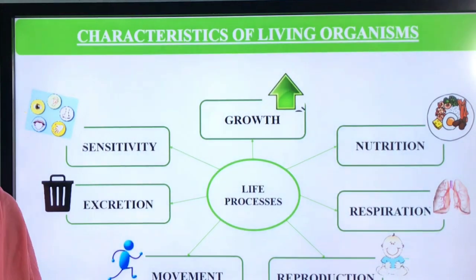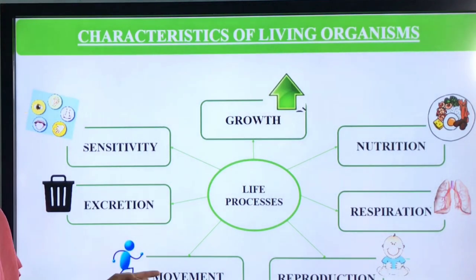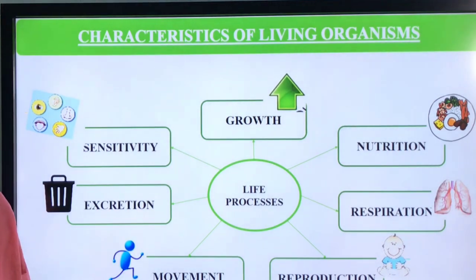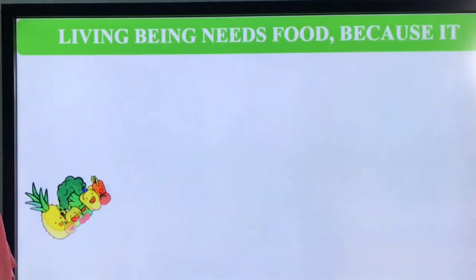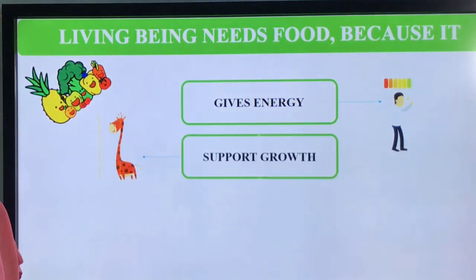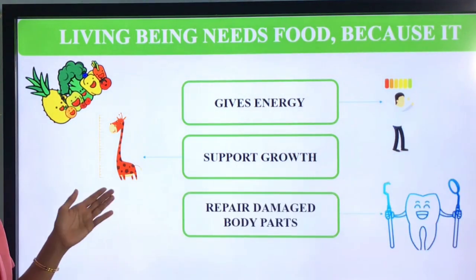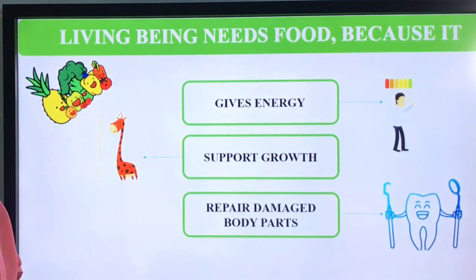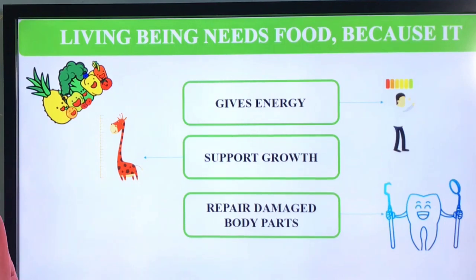You all know that nutrition means food is very much essential. Food is required for all the living organisms to carry out all the other life processes. So, why do the organisms need food? All the living organisms need food to get energy to do the various activities in day-to-day life. Then, all the living organisms grow in size and number, and for that also they need food. Then they repair the damaged body parts with the help of food.